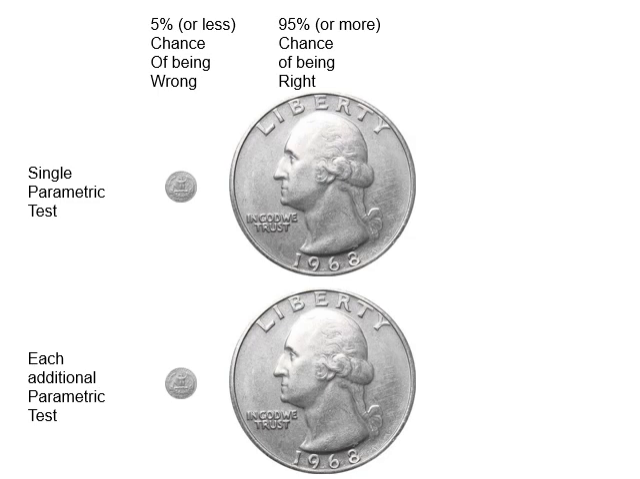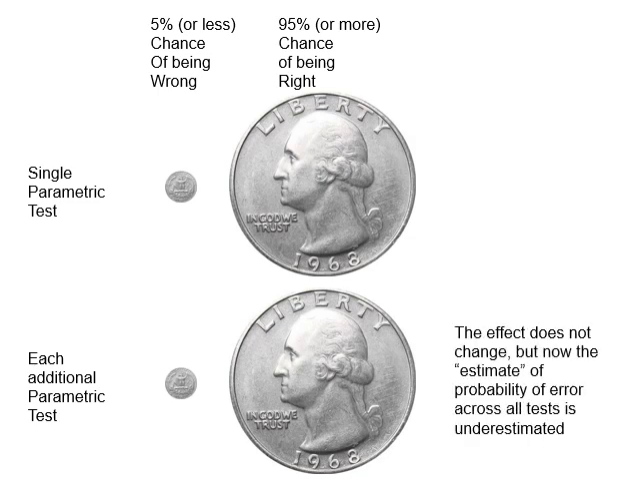If I run 5 tests with a 5% chance or less of being wrong, and all of them come back as 5% chance or less of being wrong, so I get 5 p-values of 0.05 or less, the actual chance of that occurring is smaller than 0.05. So we are slightly warping the chances that we are in error. We need to either make adjustments or move to more advanced statistics that are designed to test the data in multiple ways. So the effect does not change, but now each estimate of probability of error across all the tests tends to be underestimated.